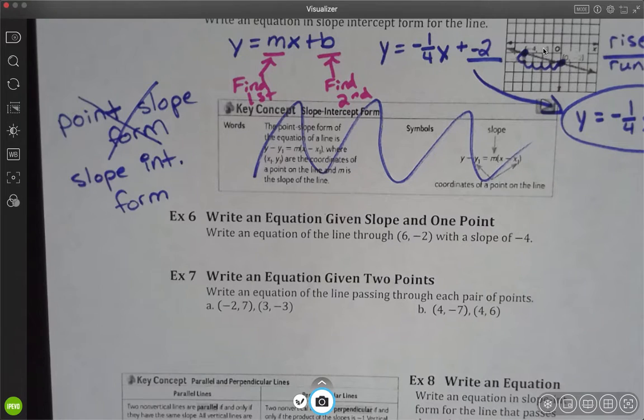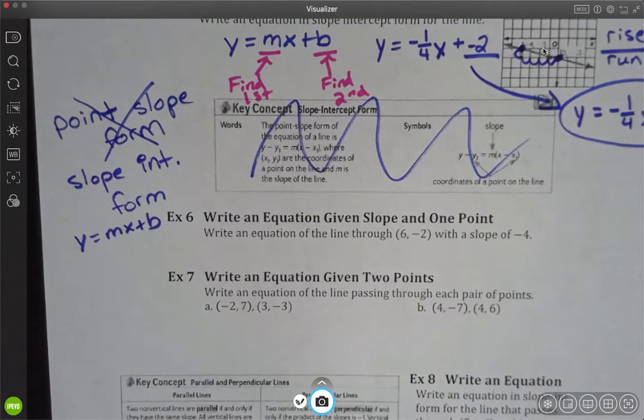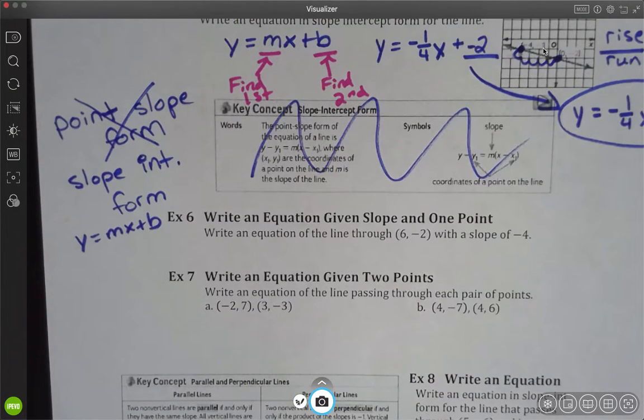Okay? I don't like point slope form, not for right now anyway. So we're going to do slope-intercept form. Slope-intercept form is y equals mx plus b. We're going to be using that form the entire way through this lesson. Not point-slope form. So if it says point-slope, don't use it. Use slope-intercept form.